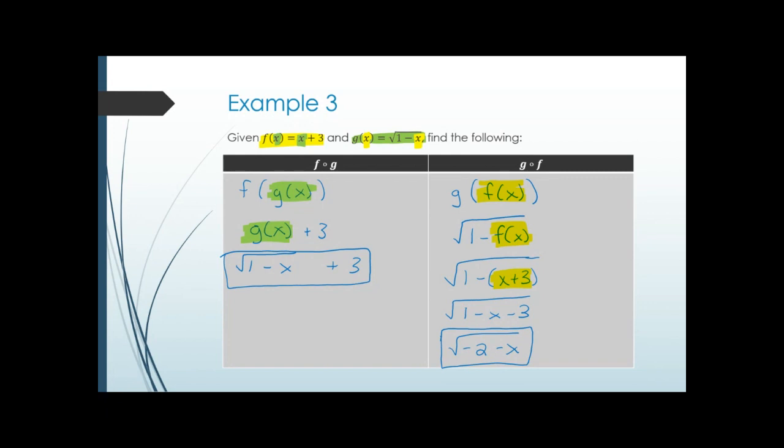If I'm trying to color code here, everything g is green, everything f is yellow. So you're replacing it inside another function. And there is a question similar to this, part B on number 6 on the assignment. You're replacing one function with another, and then you need to simplify it. Are there any questions?